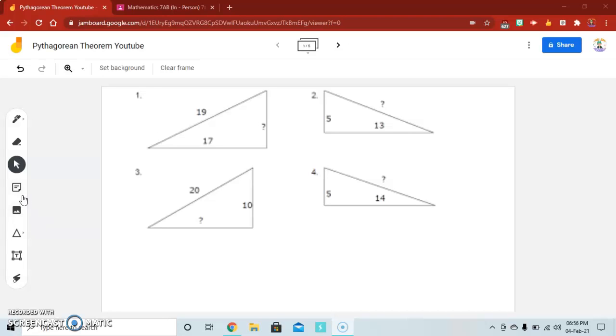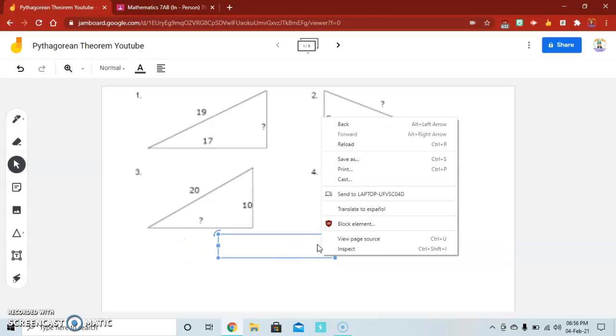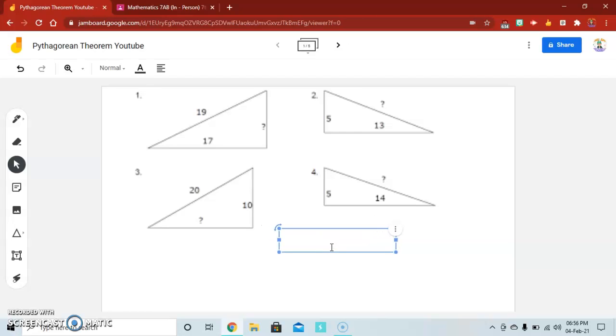So, in this video we're going to learn about the Pythagorean theorem. I'm going to give you the three formulas for you to solve the Pythagorean theorem. The first formula, which is the only one, is a squared plus b squared equals c squared. Then c squared minus b squared is equal to a squared. And then the last formula is c squared minus a squared is equal to b squared.